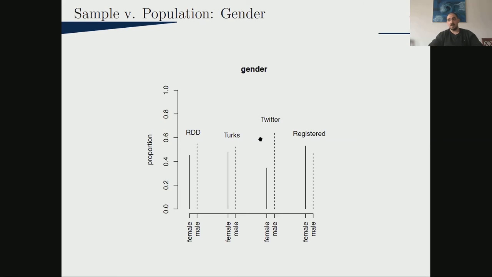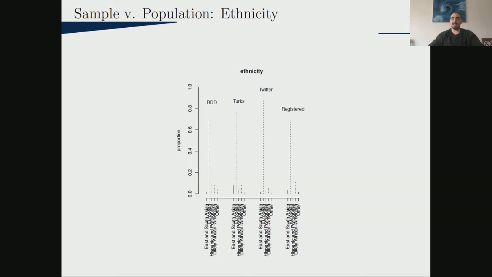When it comes to gender, all of our samples are more male than female, especially so Twitter. Again, this confirms other literature on the topic. And that's awkward because in the population at large, there are more females than men. So there is a clear selection effect here. Ethnicity: our Twitter sample is more white, and so are the random digit dial and the Turk samples.